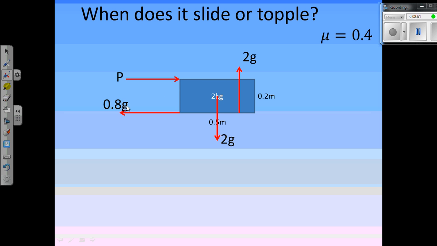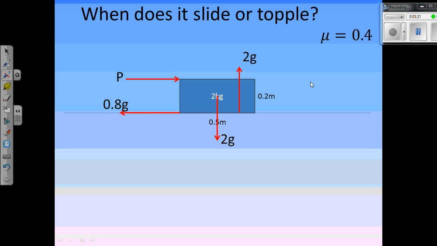Now we're going to get a frictional force of 0.8g, because mu is equal to 0.4. Let's go back. The limiting friction is going to be mu times the normal reaction. So 2g multiplied by 0.4 is 0.8g. That's the size of the limiting friction.